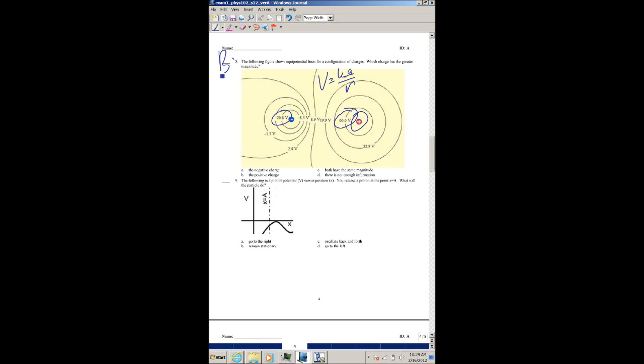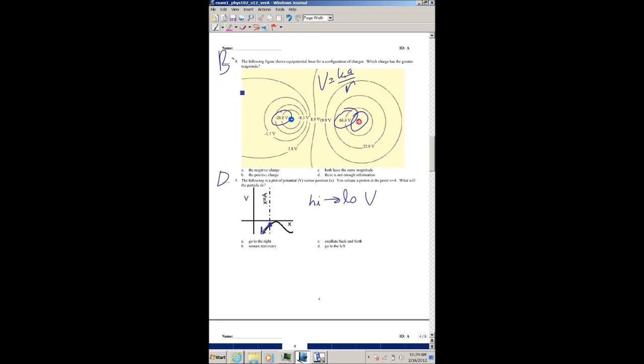The following is a plot of potential versus position. You release a proton at x equal A. What will the particle do? So a proton wants to move from high to low potential. Alright, so here it wants to move from high to low. That's going to be to the left, D.